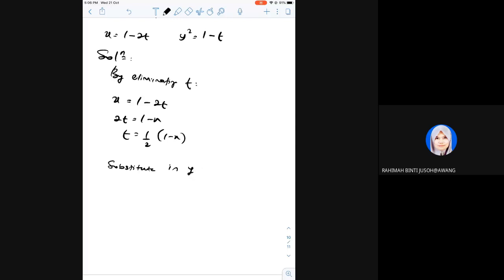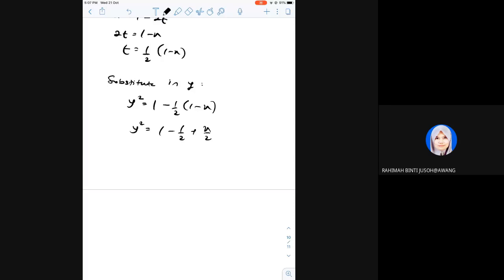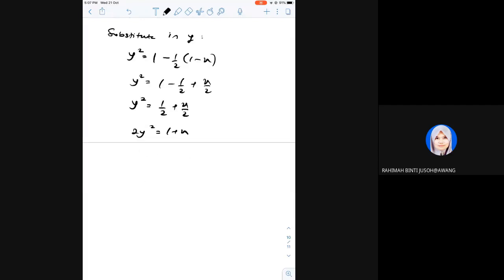In y. So it says y squared equals 1 minus t. So 1 minus 1 over 2 times (1 minus x). So y squared equals 1 minus 1 over 2 plus x over 2. So we have y squared equals 1 over 2 plus x over 2. Move it up, it becomes 2y squared equals 1 plus x. Next, make the power of 1 the subject. Remember I taught you, make the power of 1 the subject. So x equals 2y squared minus 1.